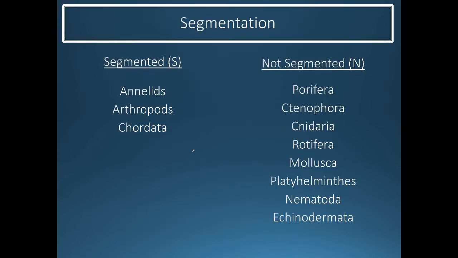Now, we don't see segmentation in a lot of animals, but we do see it in the annelids, the arthropods, and our good friend the chordata. We don't see segmentation in any of these other animal phyla.